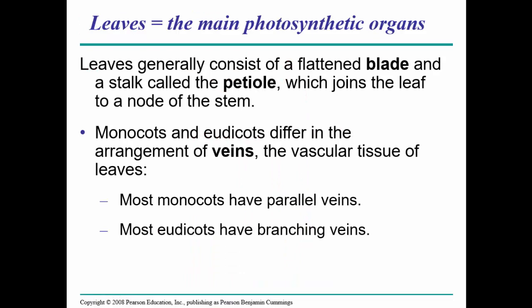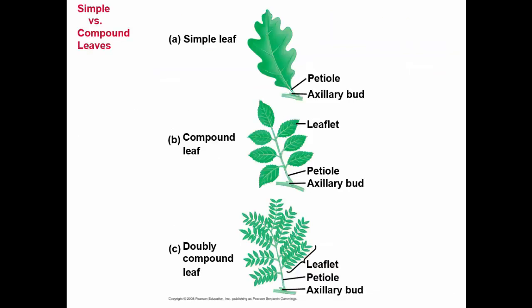Okay, now we're gonna talk leaves. The parts have been explained. They have blade, they have petioles, and they also have veins. In terms of veins, they have two types. In monocots, they have what we call parallel veins, and in eudicots, they have what we call branching veins. So now we will have what we call branching veins.